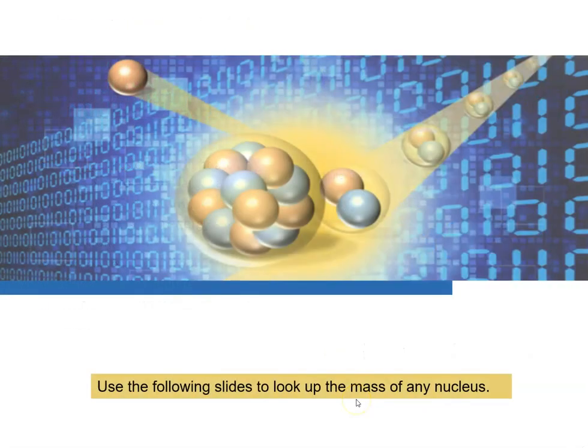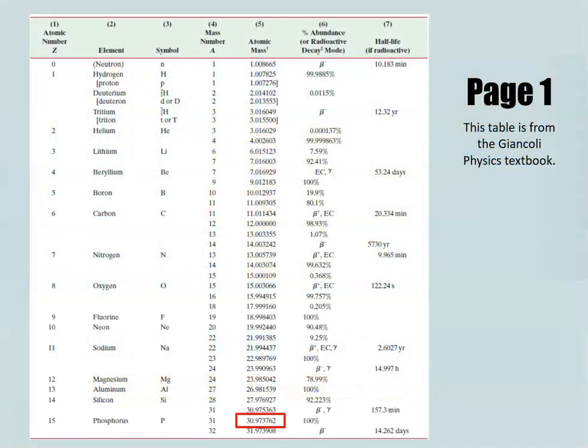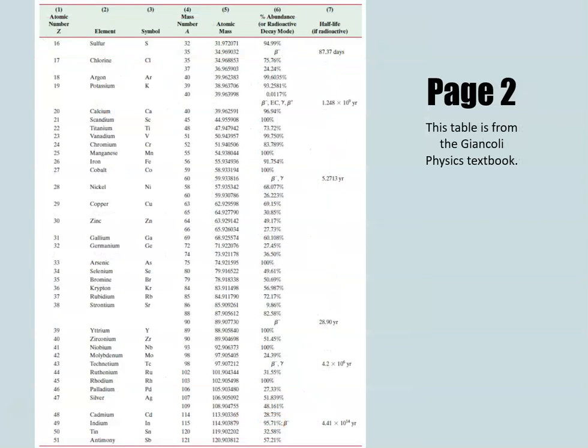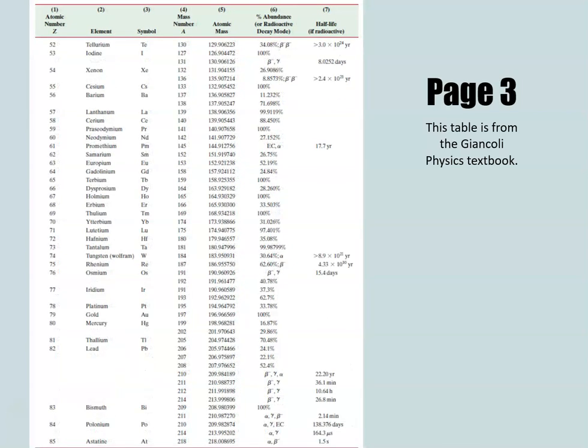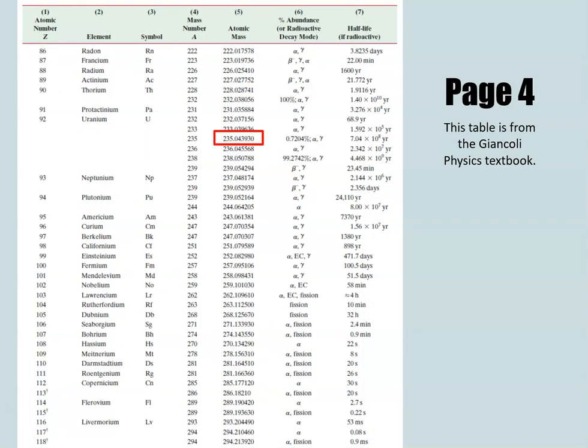All right, the last couple of things here are the reference tables. If you need to look up the mass of a nuclei, we have page 1, which goes from hydrogen down to phosphorus. Page 2 takes us down to antimony. Page 3 goes down to astatine. And then the final rows of the periodic table you can see here on page 4. So if you need to find the mass of a nucleus, you can look it up in these charts.